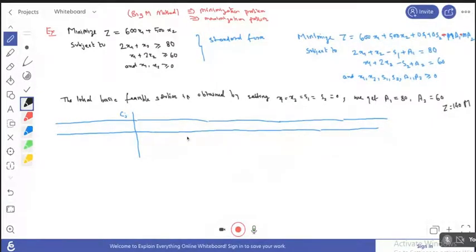So this is Cj, and here our B, that is XB, and this is your basis variable and cost of that. Okay, and here in the first case your main basic variables are E1 and E2 and the values of that are 80 and 60 here, and cost of that is minus M and minus M.